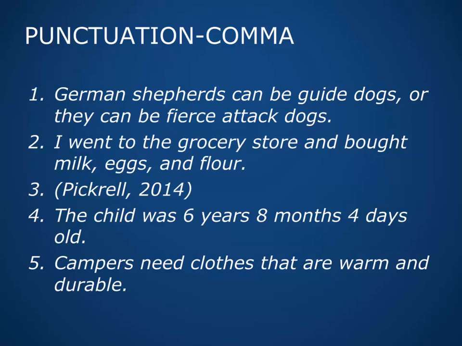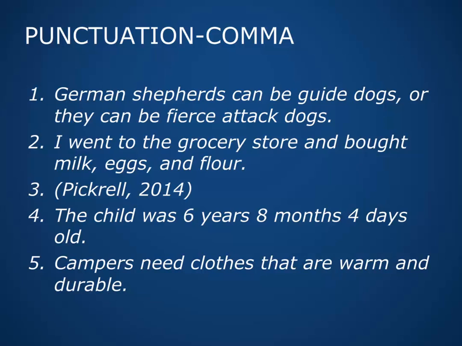For example, German shepherds can be gentle guide dogs, comma, or they can be fierce attack dogs. If each independent clause contains a noun and a verb, use a comma to separate them. Use a comma between each element in a series when there are 3 or more elements present. I went to the grocery store and bought milk, comma, eggs, comma, and flour.